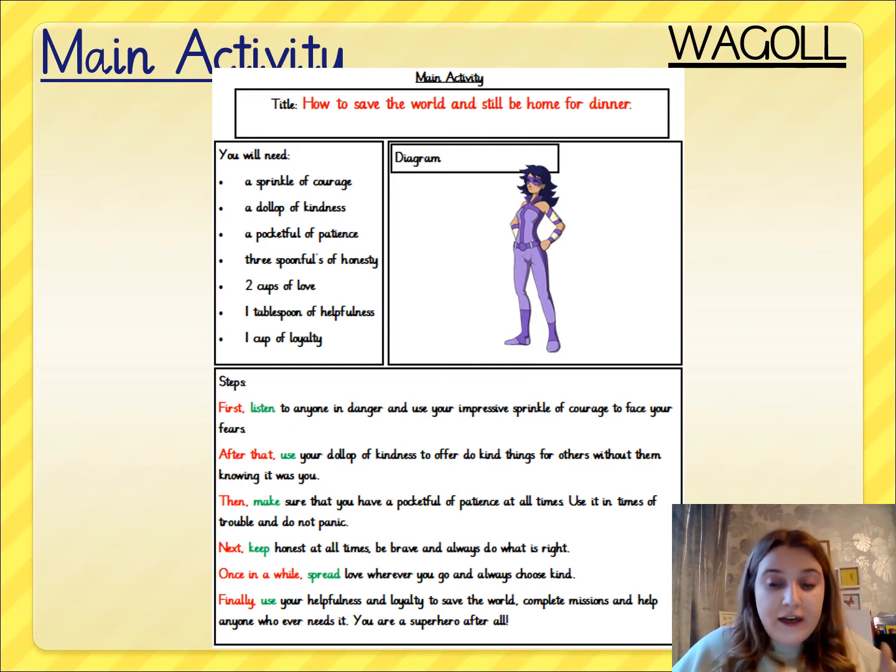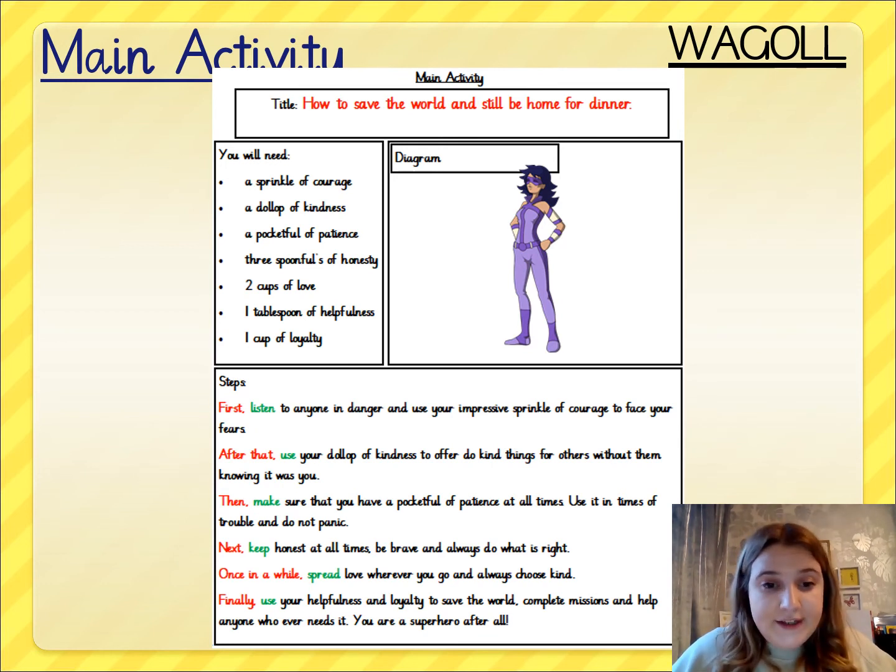I'm going to read through the steps now and you can follow along with me. This worksheet is also on Teams, so if you wanted to print out my example, you can do, but hopefully you can just see it on the screen now. Here are the steps.